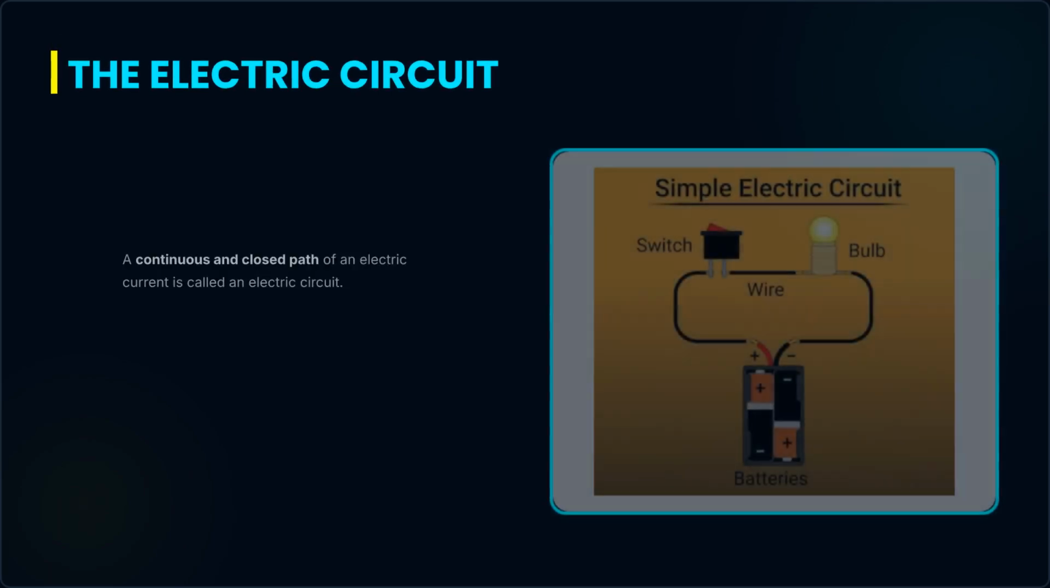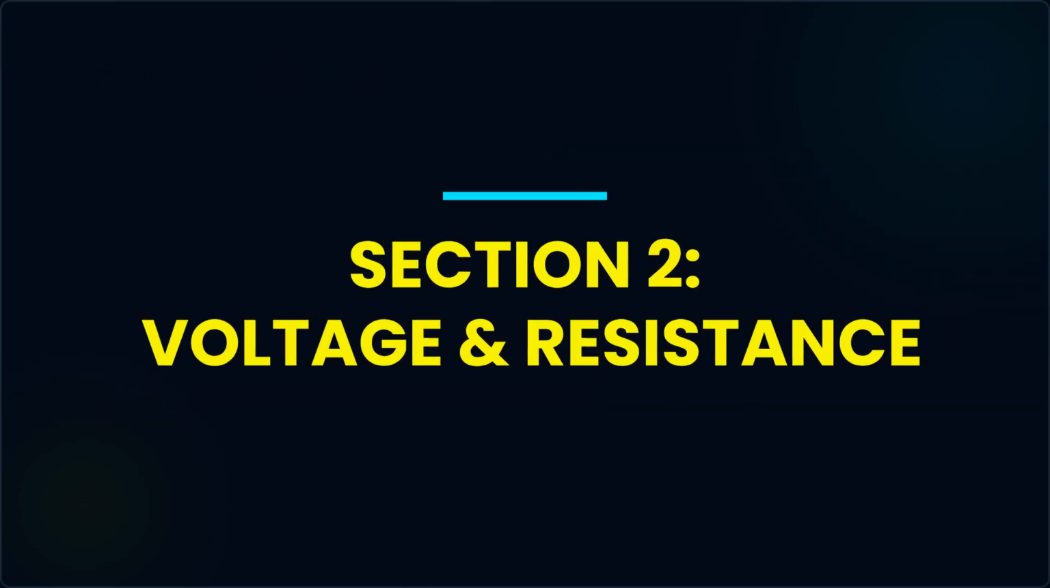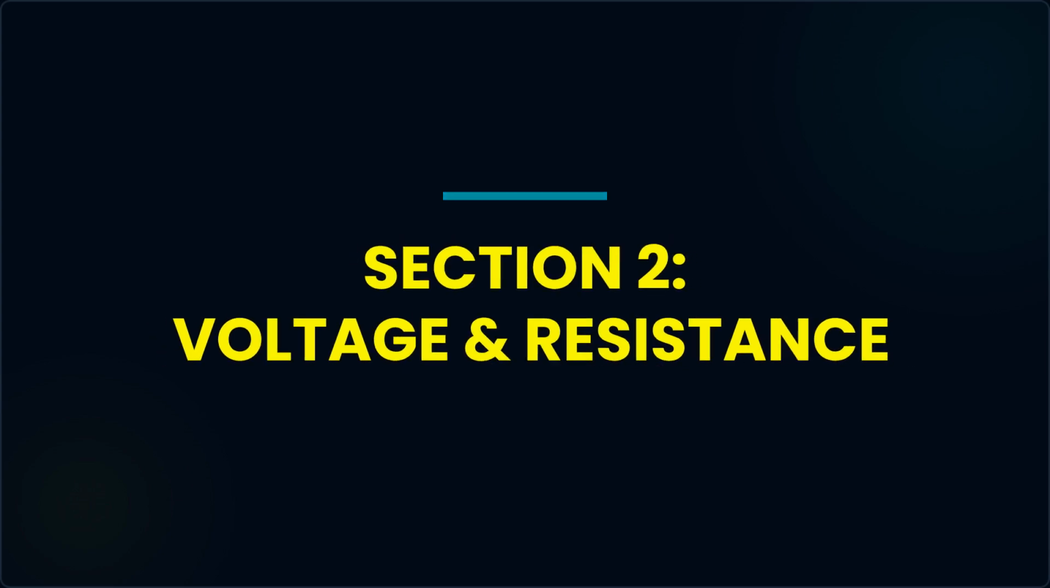An electric circuit is a continuous and closed path for electric current. Key components include a cell or battery as the energy source, a switch for control, a load like a bulb, and connecting wires. Now let's move on to Section 2, Voltage and Resistance.